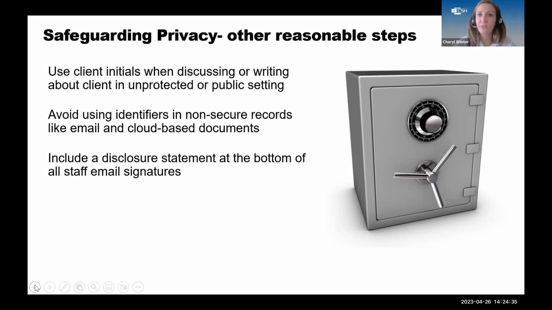Let us know if you want to see some sample disclosure statements, or if anyone wants to share one that your agency is already using. You probably have seen these for agencies that are already providers of mental health or behavioral health or substance use treatment providers. They often have a disclaimer at the bottom.